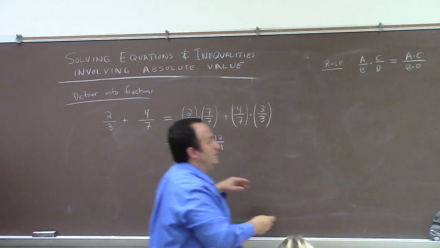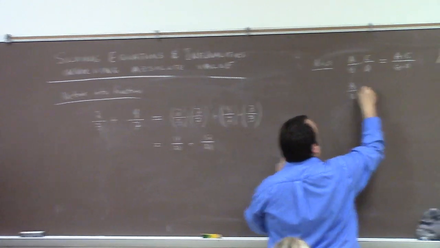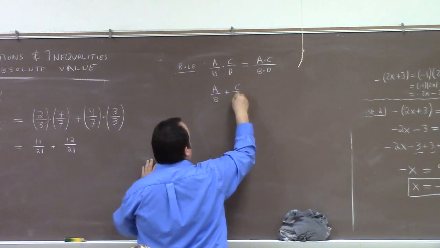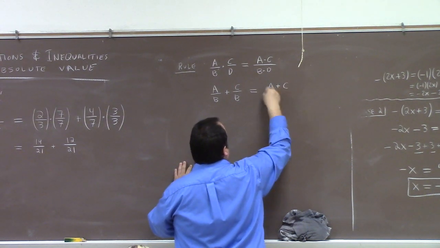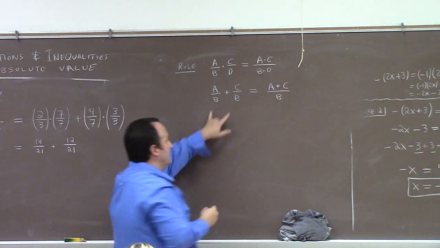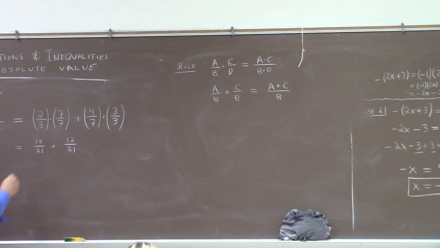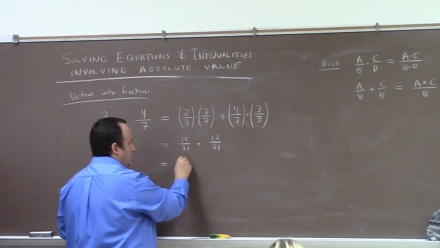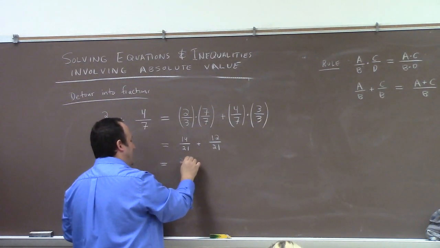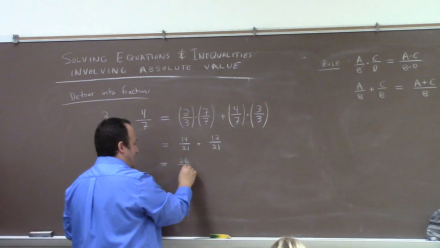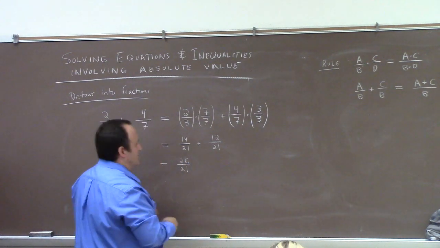right? And that's another thing. If we have a over b plus c over b, one of the rules of algebra is that we get a plus c over b. But we need to have a common denominator, right? So what does that give us? Oh, I wanted to make it 28, but it is not. 26 over 21. You guys are right.